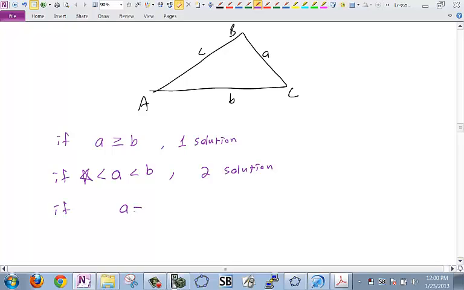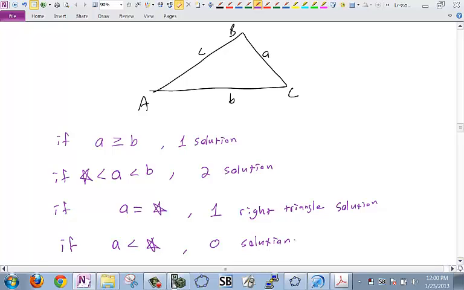If the opposite side is equal to this magical length star, how many solutions? 1, and not just that, it's a right triangle. It's that perfect length that makes the segment touch the other side perfectly perpendicular to it. If A is larger than star but less than B, there will be 2 solutions. And we'll discover what star is in a little bit. And then if A is smaller than star, no solution. Agreed.